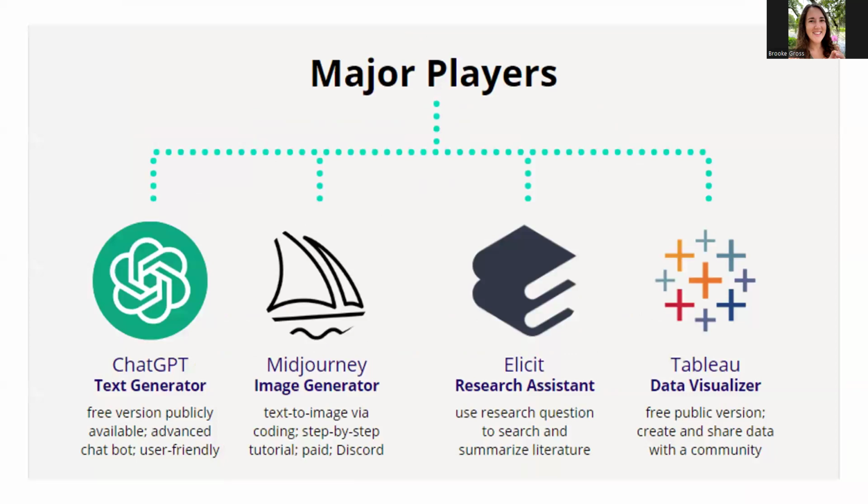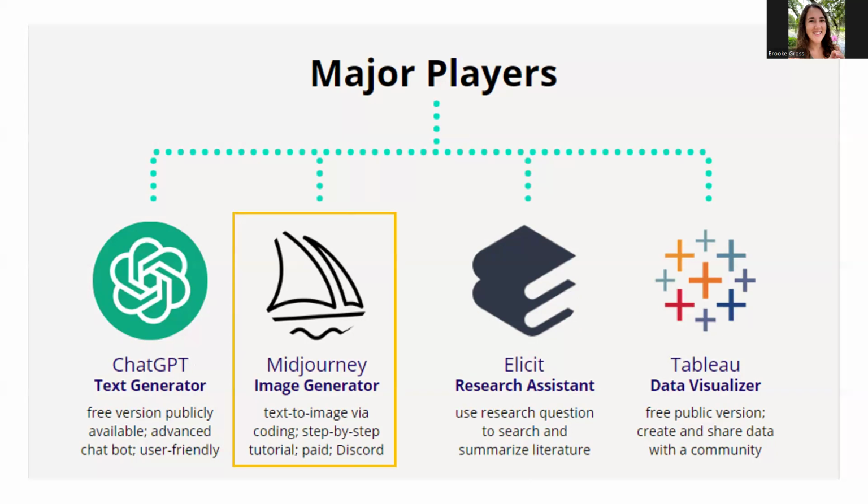Now let's put some faces to these names. These are four major types of AI most likely to be used by library patrons. To start, we have ChatGPT, first on the scene and by far the most well-known AI tool. This is a text generator that functions like an advanced chatbot, and the possibilities are endless. Even the free public version can write full-length essays, have conversations, and answer questions like a human would.